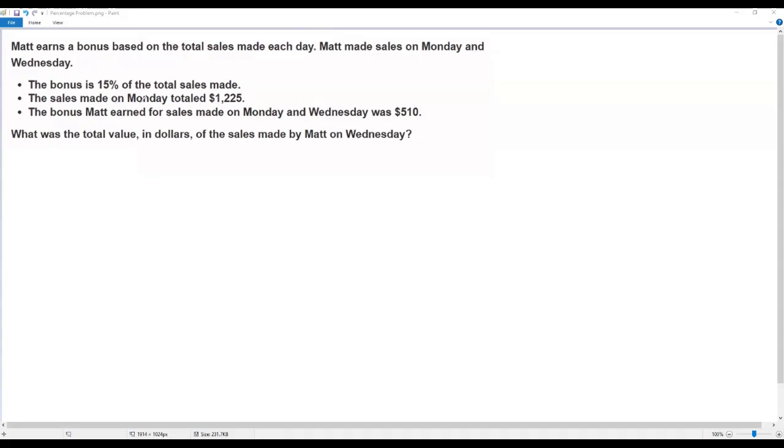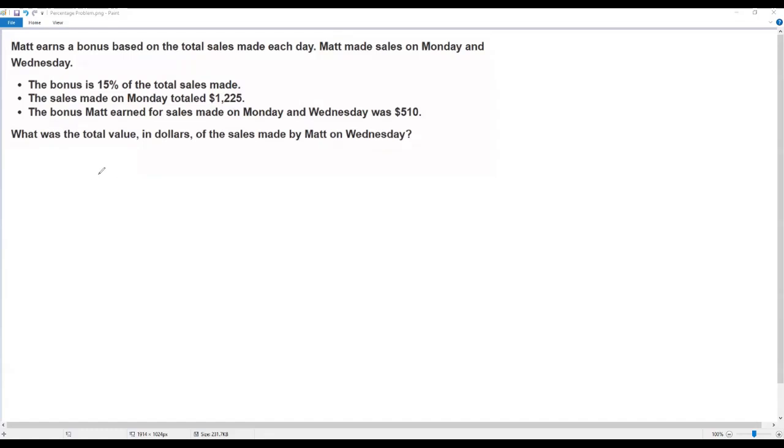The sales made on Monday totaled $1,225. The bonus Matt earned for sales made on Monday and Wednesday was $510. What was the total value in dollars of the sales made by Matt on Wednesday? Okay, here we have the sales made by Matt on Monday, that is $1,225, and we have to find the sales made by Matt on Wednesday.